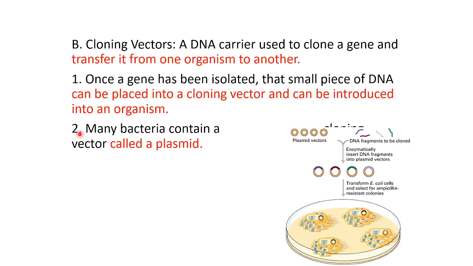It takes it up and then you transform them into your E. coli cells. Depending on what your vector is resistant to, only those bacterial cells which have taken up your plasmid with those sequences will be resistant to that kind of antibiotic and will grow on your agar plate.